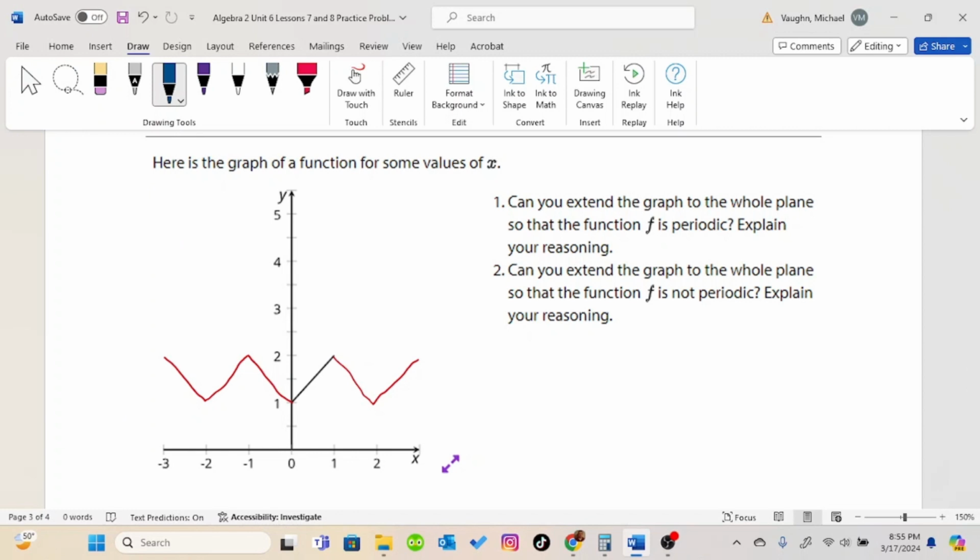Number 2, can you extend the graph to the whole plane so that the function f is not periodic? Explain your reasoning. I could have an absolute value function that has been shifted left to have the vertex at negative 1, 0. Then we would have a V shape that continued throughout the entire plane, and it would not be a repeating or periodic function.